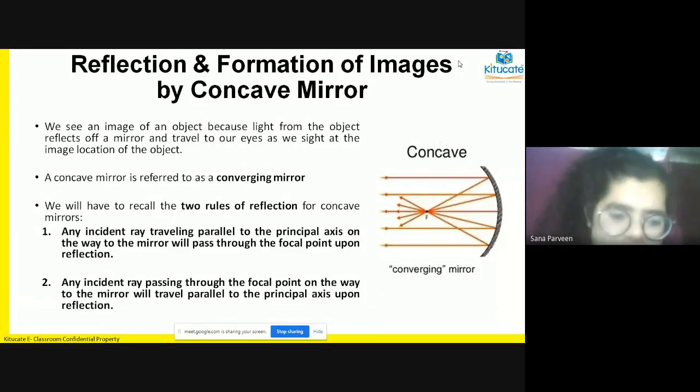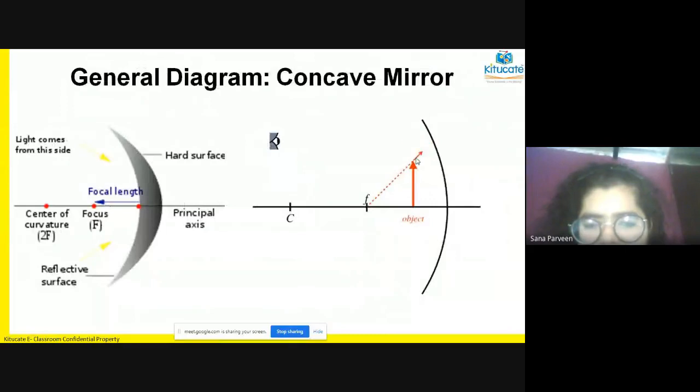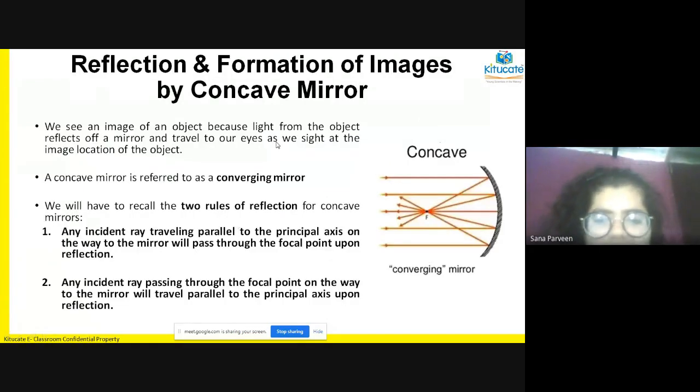Okay, let us just go through the entire slide. Why do we see an image of an object? Because light from the object reflects off a mirror. The light is getting reflected by the mirror and then travels to our eyes. As in the previous diagram, we've seen the light is getting reflected by the object and is traveling to our eye. So this is the eye which is there in the diagram. It travels to our eyes as we sight at the image location of the object.